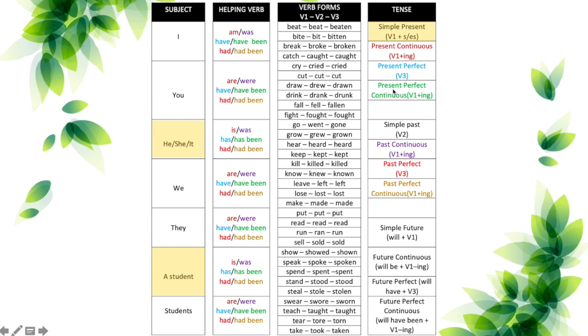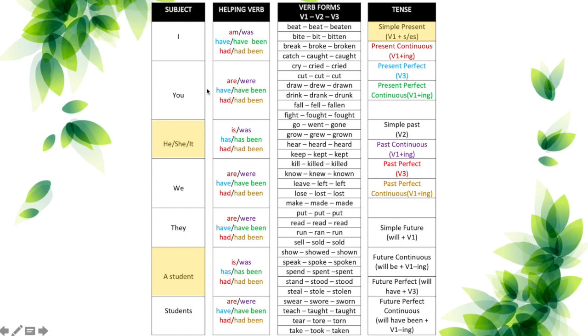Let's jump to the last one of the present tense. It's the present perfect continuous tense. What does it say? It says green, that means a helping verb. And how is the verb? It is going to be V1 plus ing. So I, green color here, I have been, V1 plus ing, so breaking, break plus ing, breaking.